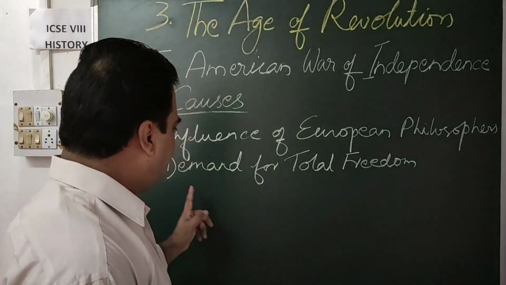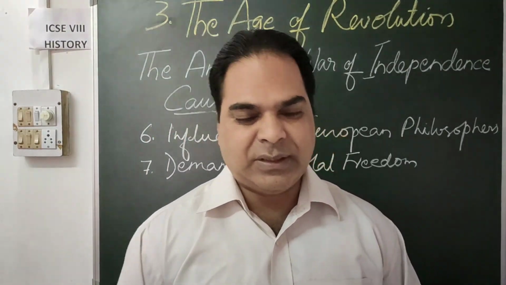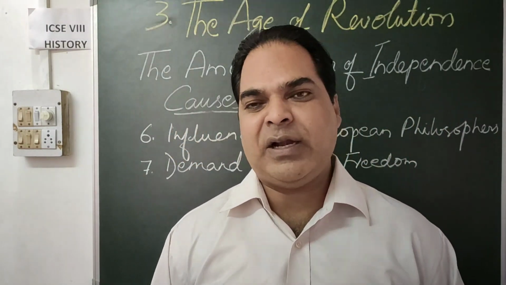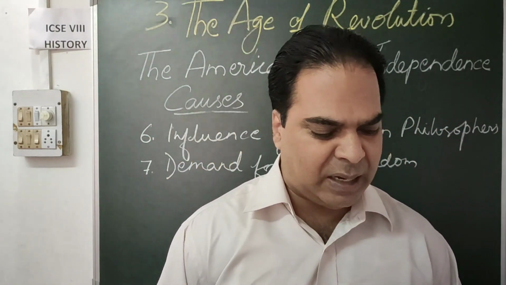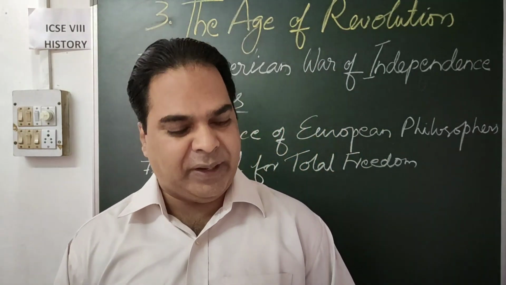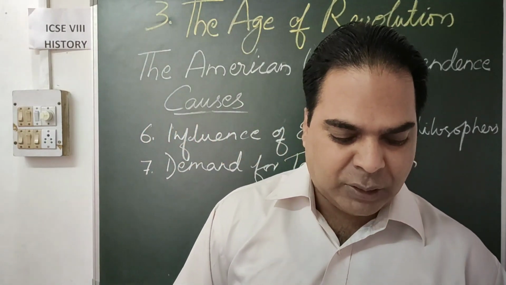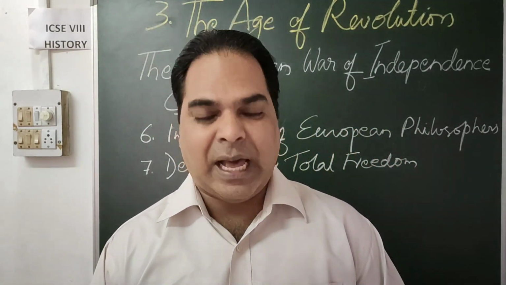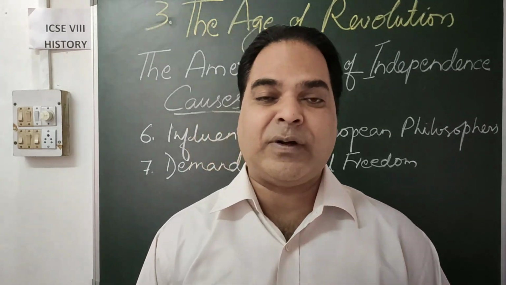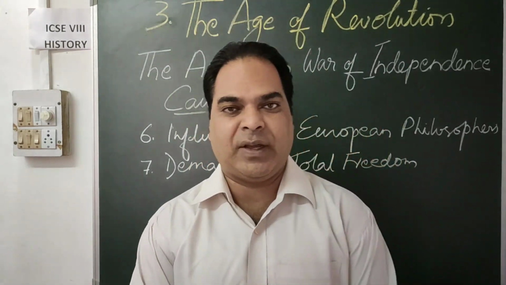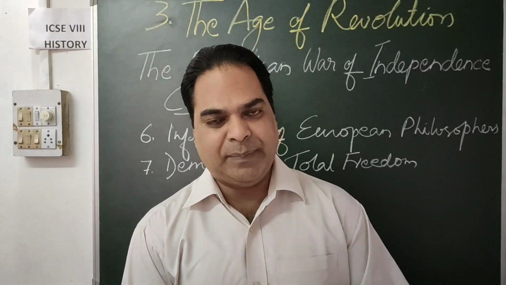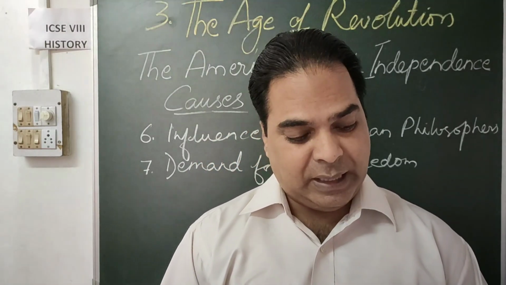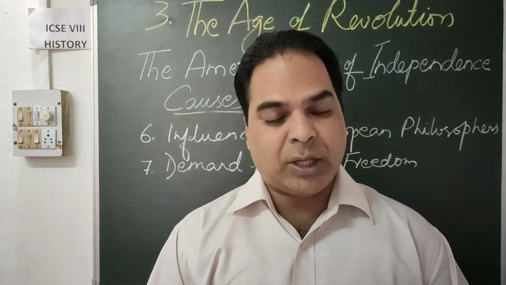Okay, the next one we have is demand for total freedom. Now the people of the 13 colonies started demanding total freedom because they felt that there is no representation in the British Parliament. That is why they wanted complete freedom from British rule. So the colonies began to assert their right to sovereign authority and argued that the right to govern should be based on the consent of the governed.